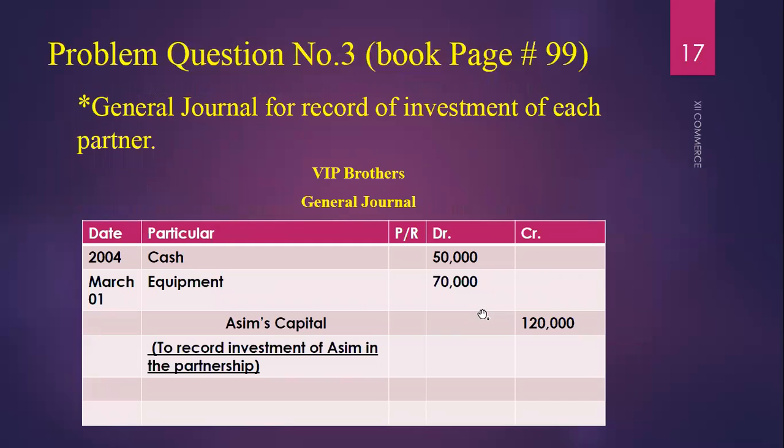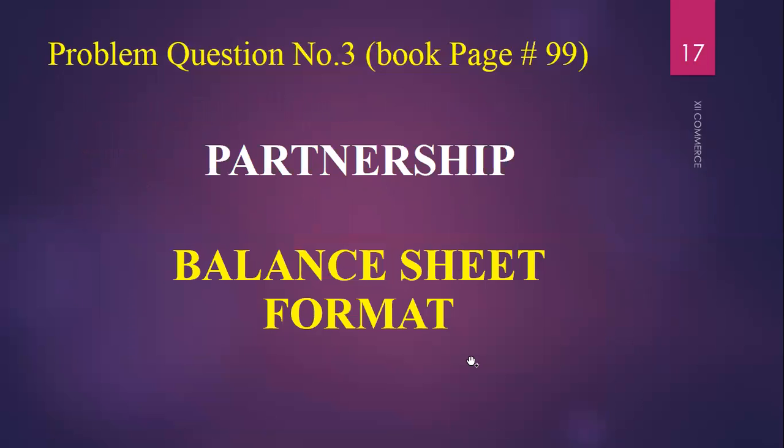Now the journal entry for the record of the investment of each partner. This is a compound journal entry in which we have cash as a current asset, equipment as a fixed asset, and then credited will be the partner's capital. We have done this journal entry before. It is called a compound journal entry in which we have both current and fixed assets for Asim's capital. Asim has cash 50,000 and equipment 70,000.